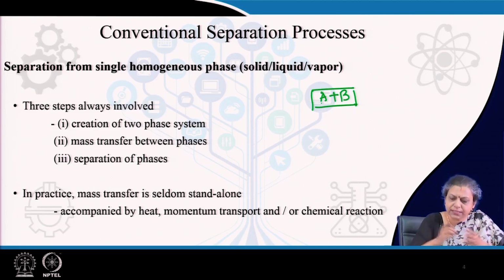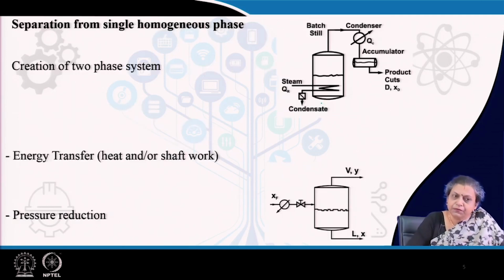So, the two phases come in contact and then they are kept in contact for a sufficient time such that mass transfer occurs between the two phases, and then subsequently the two phases are separated. So, in these processes which we will be specifically dealing with in this particular module, they are the separation processes to separate components from a single homogeneous phase. So, the first challenge, as we know, is to create the phase. How do we go about creating the phase?